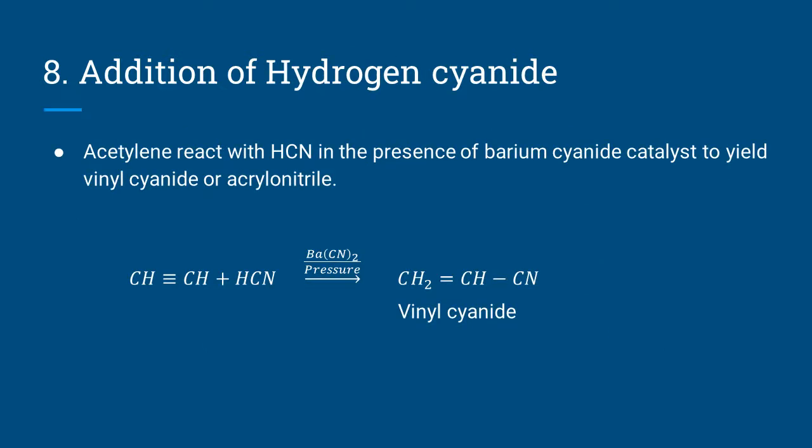Addition of hydrogen cyanide. Acetylene adds to hydrogen cyanide in the presence of barium cyanide as a catalyst to yield vinyl cyanide or acrylonitrile. So CH≡CH plus HCN will give you CH2=CHCN, that is acrylonitrile or vinyl cyanide.